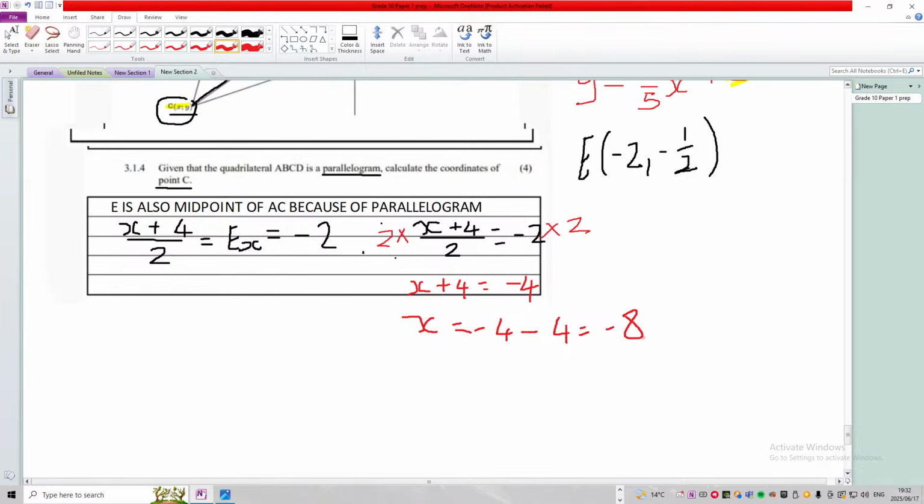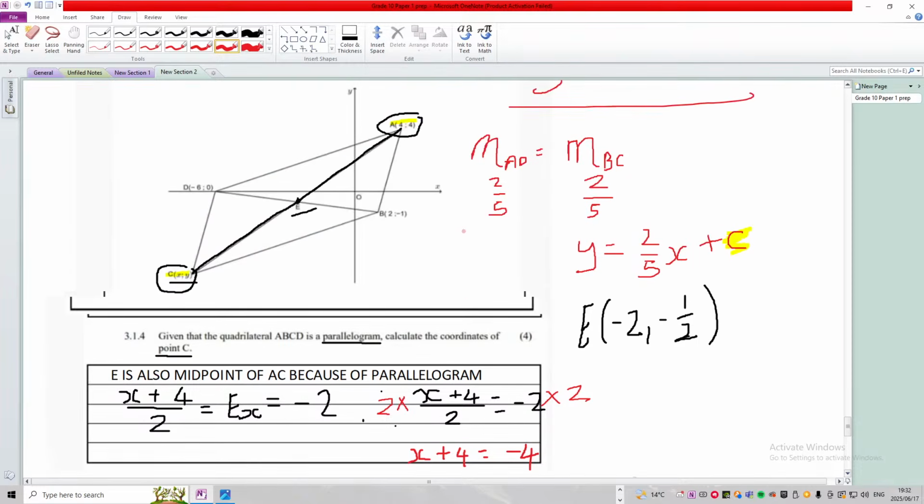Can't you just look at the difference of the x and y coordinates of points A and D? Yeah, Senzo, can't you just look at the difference of the x?